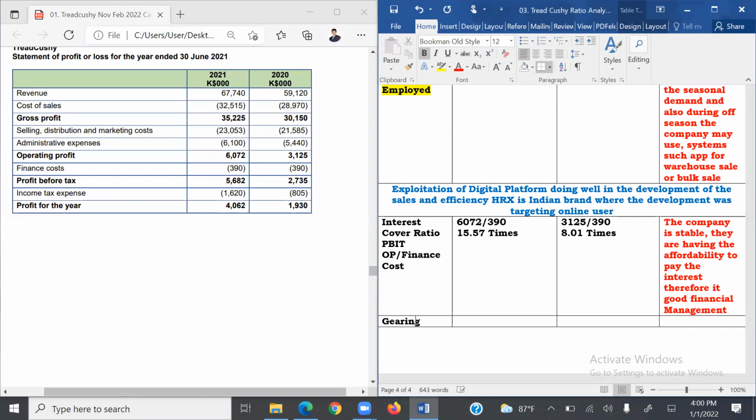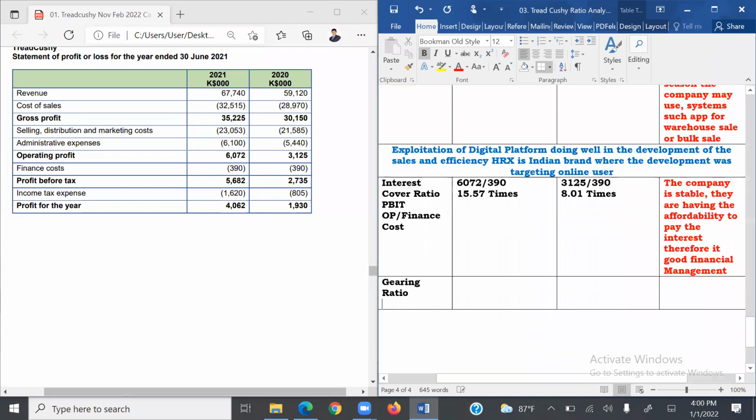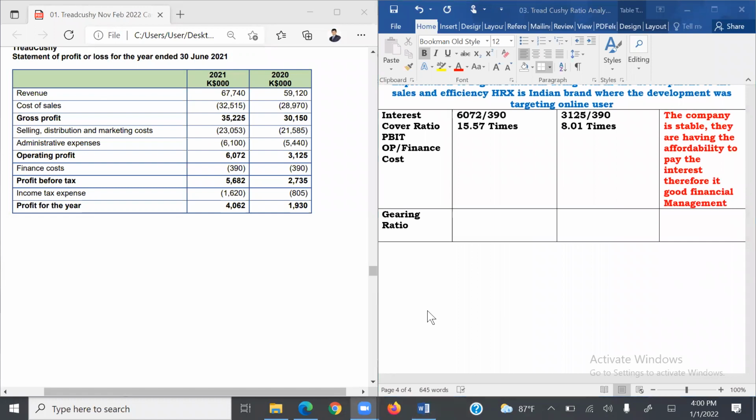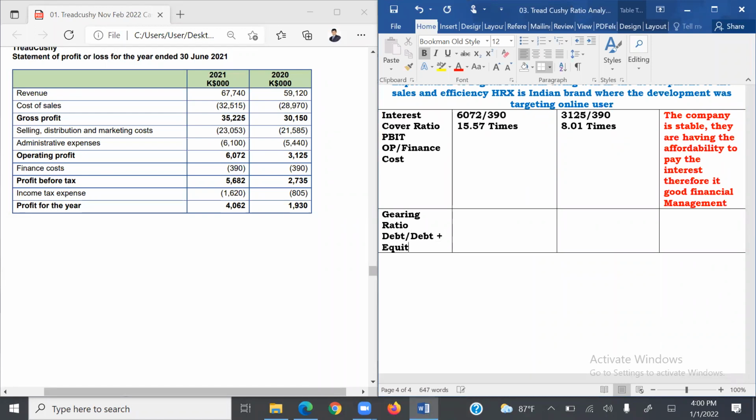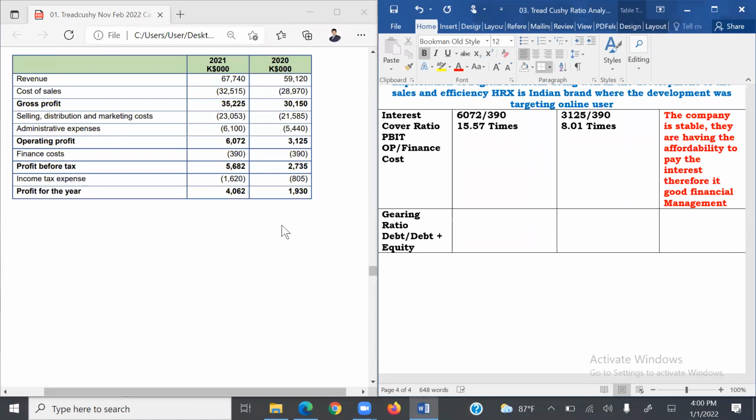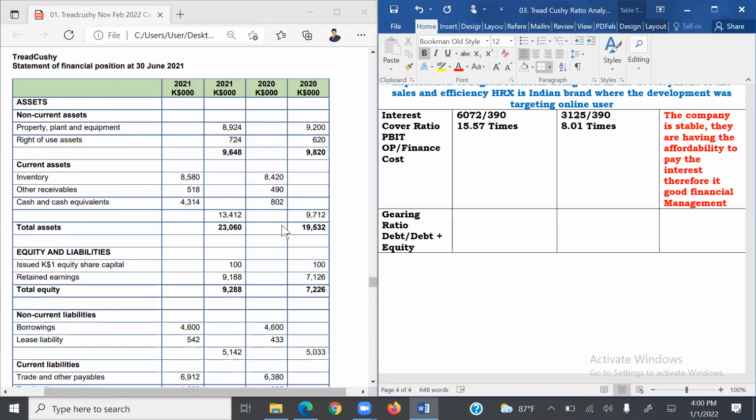we specifically say is the gearing ratio. So students, gearing ratio is a very simple ratio. It's not tough, students. It's very simple. That is the debt divided by the debt plus equity. Debt divided by the debt plus equity. Now, in this case, students, what I have done is I have taken the lease also as a debt because it's a liability that is payable.